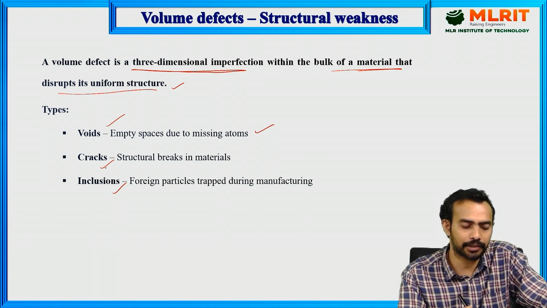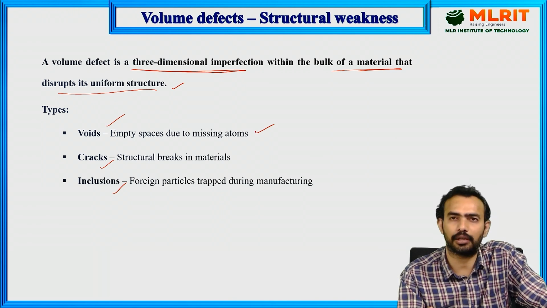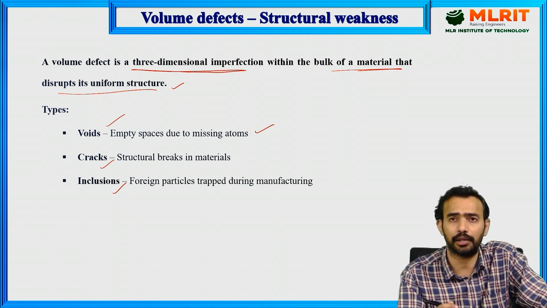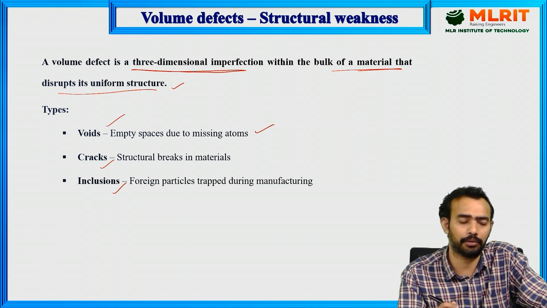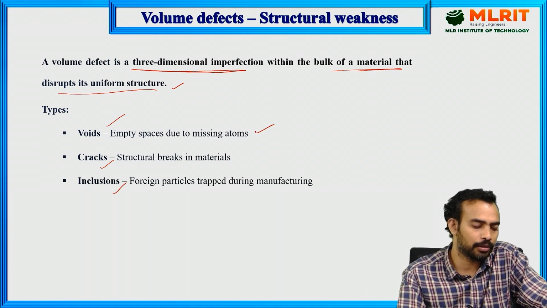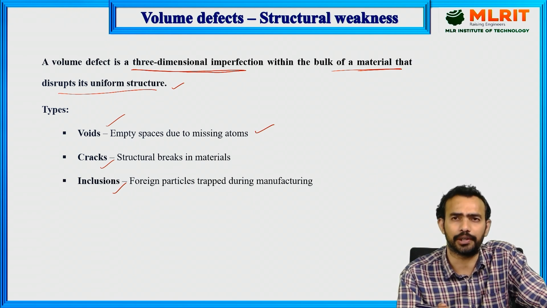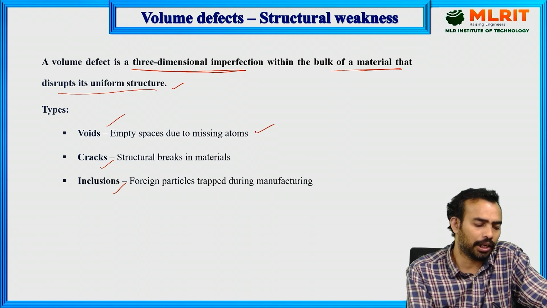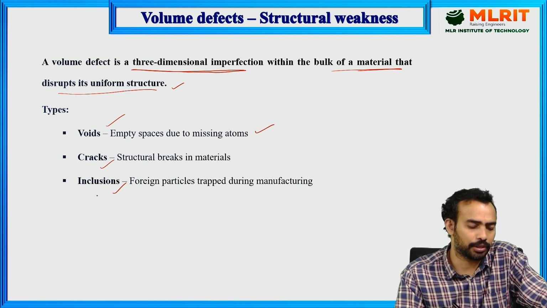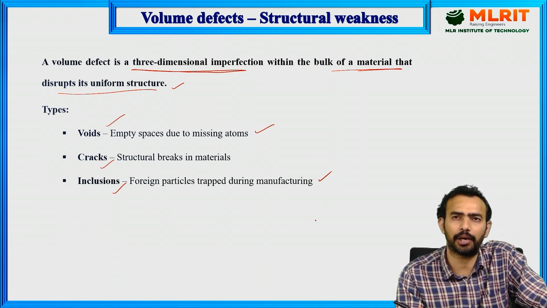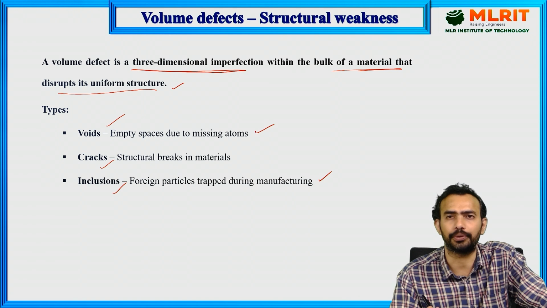We have cracks, which are structural breaks observed in the material. It could be a fine crack or a hairline thin crack, and it depends, but it majorly impacts the strength of the material. Voids and cracks are also considered to be fracture initiation points. And we have another type, inclusions. Inclusions are foreign particles trapped in the material during manufacturing.